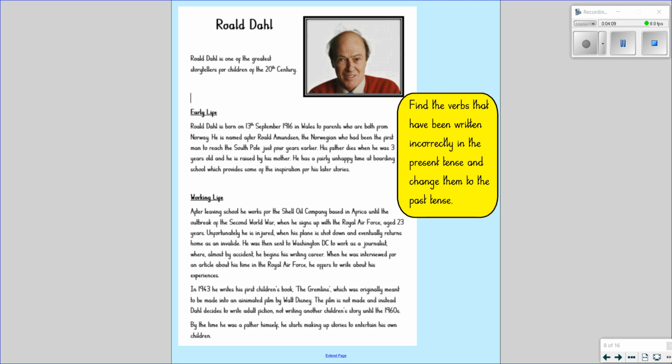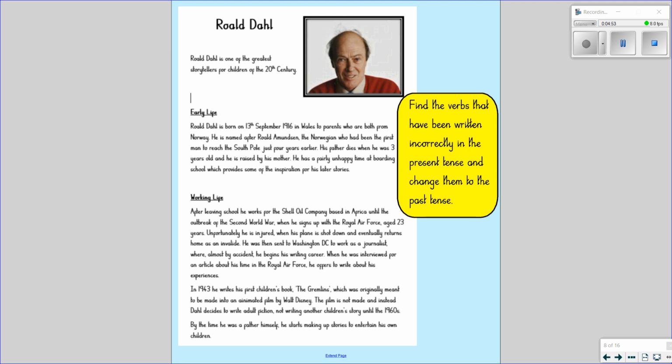I'll read it through with you quickly. Read along with me if you'd like, and listen out as we go along what's going to change to the past. Now the clue is not every single present tense word has to change to the past. I should say, if you find this tricky, there is a PDF on the Google Drive that has highlighted in red all the words I want you to change. So if you'd like a bit more help, you could have a look at that version, and then you'll know what to change. You've just got to work out how to change it. But for some of you, you might prefer to find the word first and then make the change. Roald Dahl. Roald Dahl is one of the greatest storytellers for children of the 20th century.